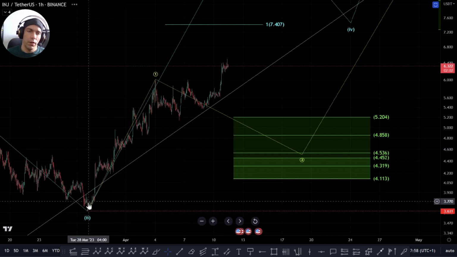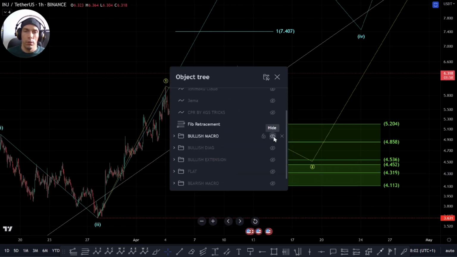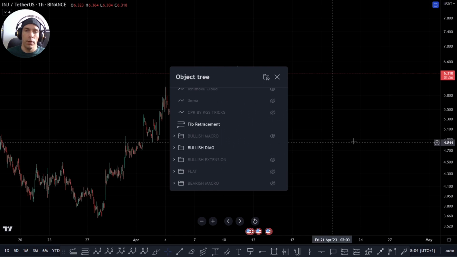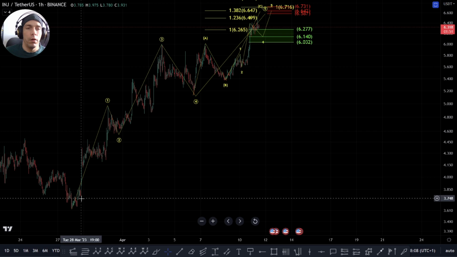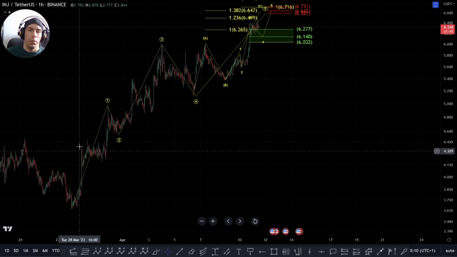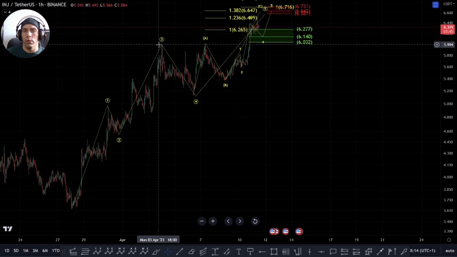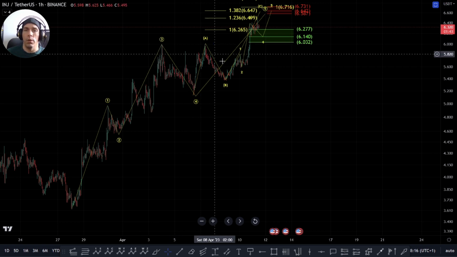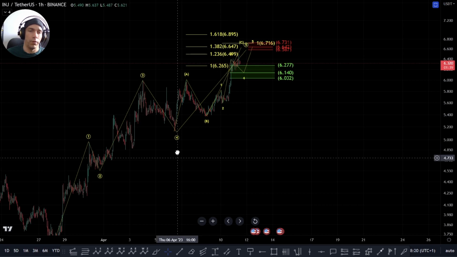So this move to the upside here is quite choppy, and there's a couple of ways we can look at this move. So I'm going to just turn off the macro here for a second. The one way we can look at this is that basically we look at this move as a diagonal. We look at this as ABC for 1, ABC for 3, and then basically we're looking for an ABC for a fifth wave to the upside here.